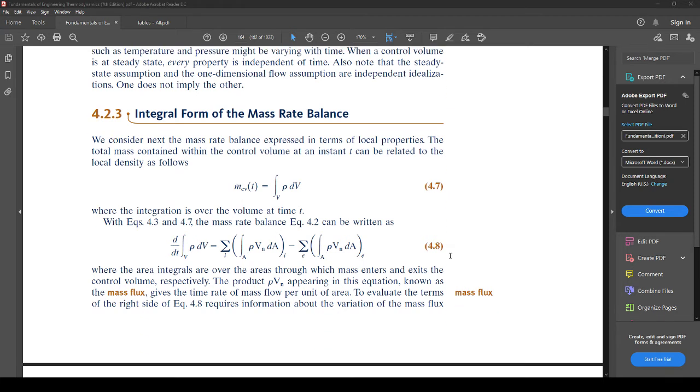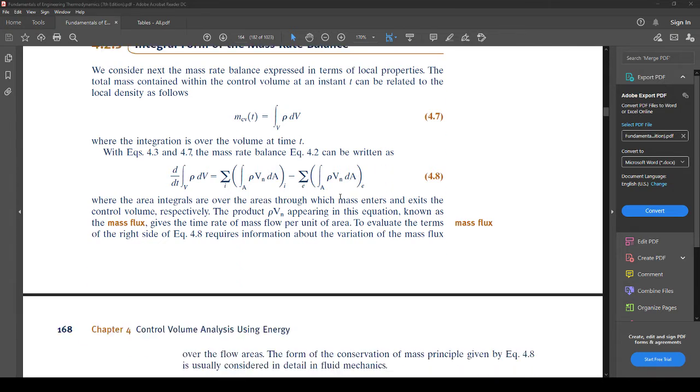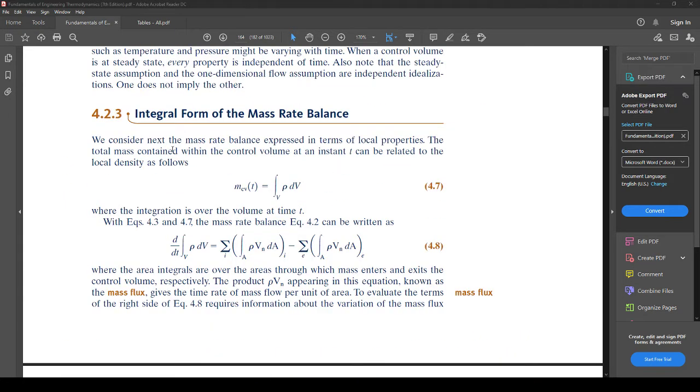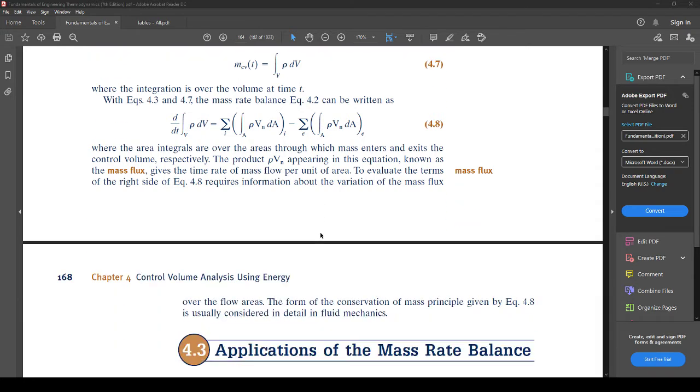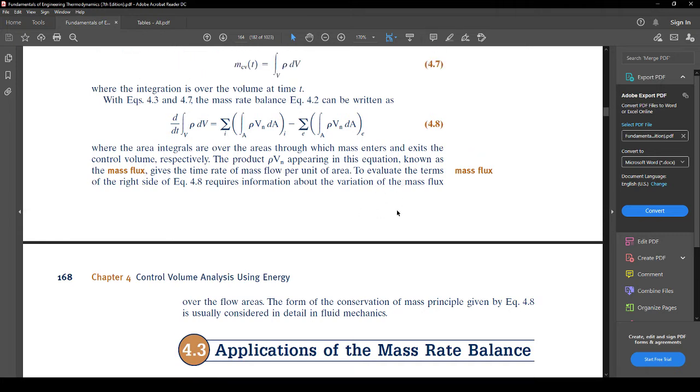All right. So then we have the integral form of the mass rate balance. I'm not really worried about this, so we can move on from that. Integral forms are always confusing to people, and I don't think they help very much. All they did here was explain the mass flux. If you ever hear the word flux added to it, it means it's something over area. Like a heat flux is your heat transfer divided by the area it's going over. And that's what this is. It's the mass flux, so it's flow rate per unit area.